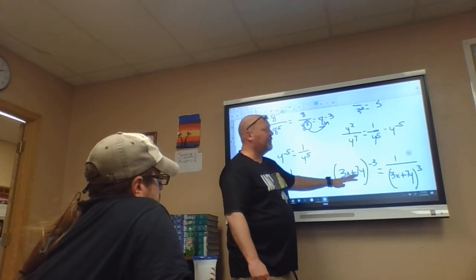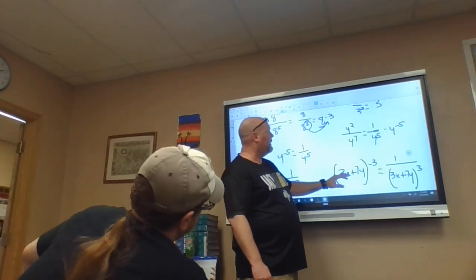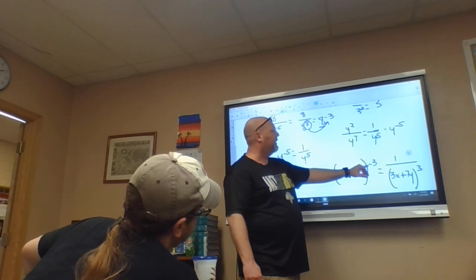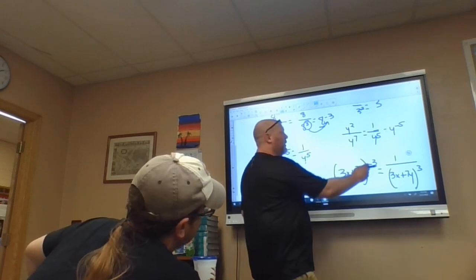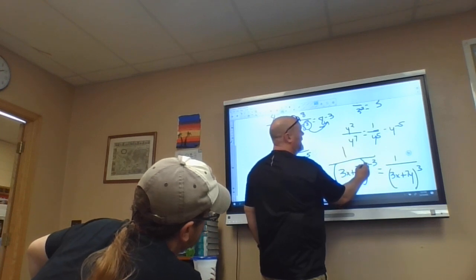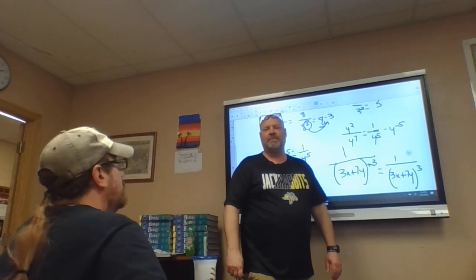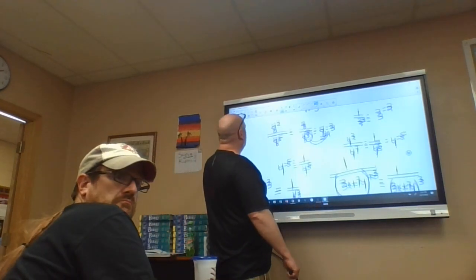Now they're going to throw extra letters in there, but it's the same process. I have 3x plus 7y to the negative third. All I do is put a 1 over that and change this from a negative to a positive, and I have it rewritten. So all that you guys are doing is workbook 47.